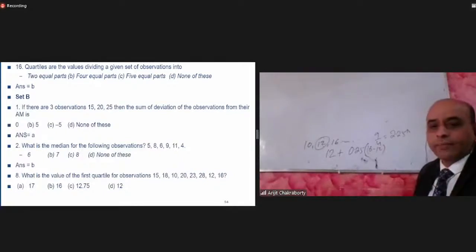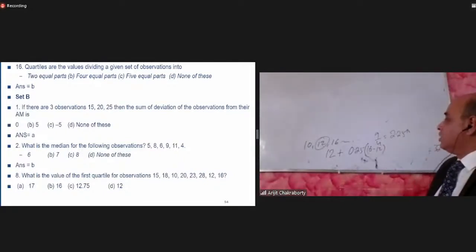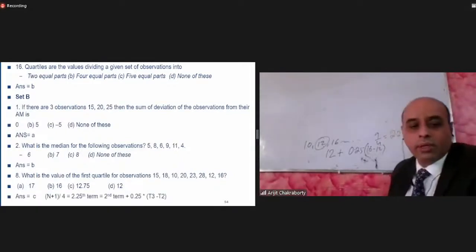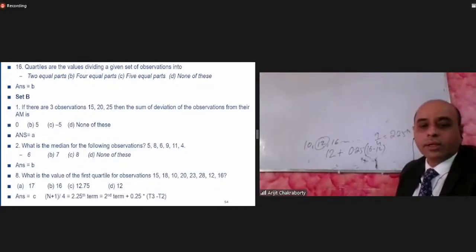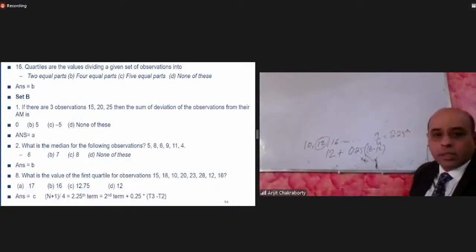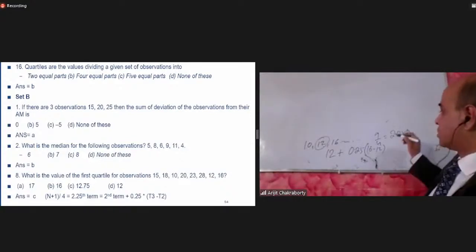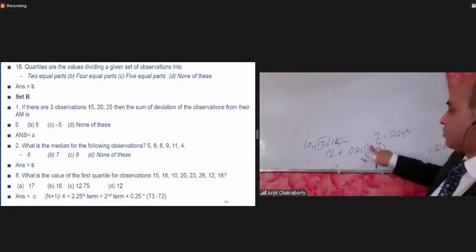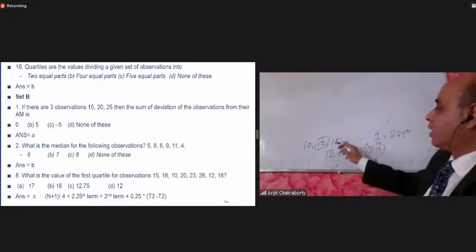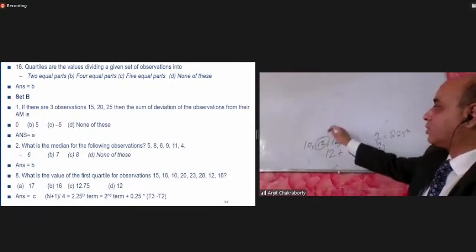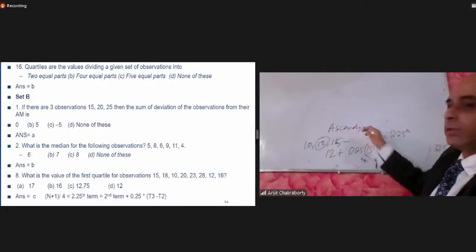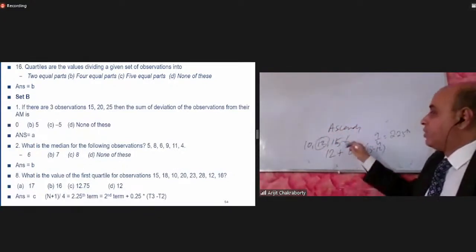For the first quartile, we have 8 plus 1, 9 by 4. So it will be second term plus 0.25 into the third term minus second term. Third term, let us check. We have got 10, 12, 15. No, this is 15. 15 will come here. Why? Because you have to write in ascending order first. So 10, 12, 15, then 16.